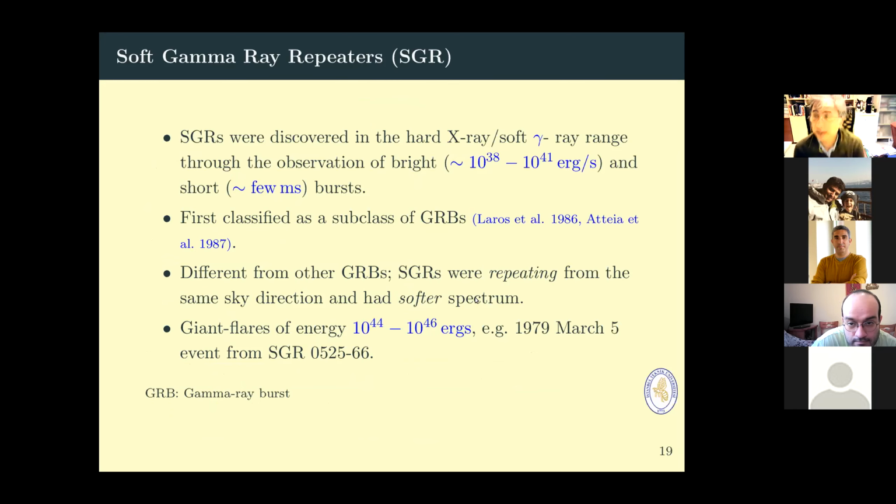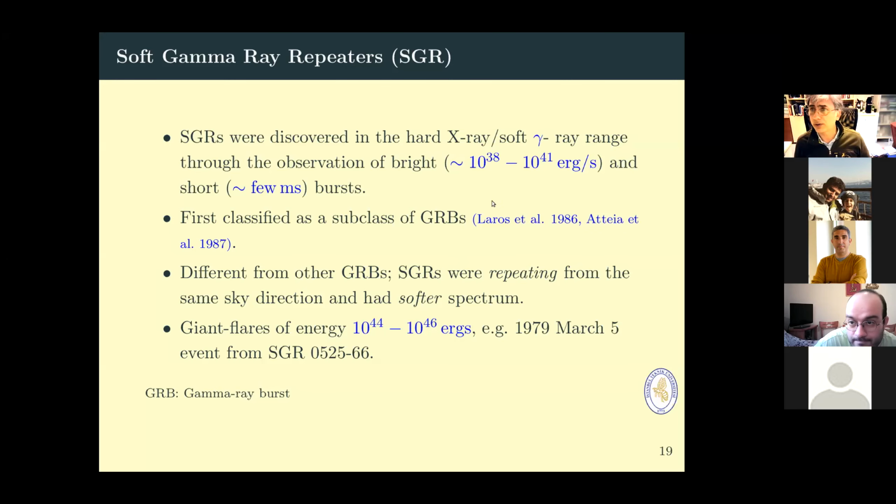Now, let's go back to the young neutron star families. The first family I want to talk of are the soft gamma ray repeaters. They were discovered when they showed these bright short bursts. The bright bursts were about 10 to the 40, 10 to the 41 ergs per second, but these were happening within a millisecond range, sub-seconds, let's say.